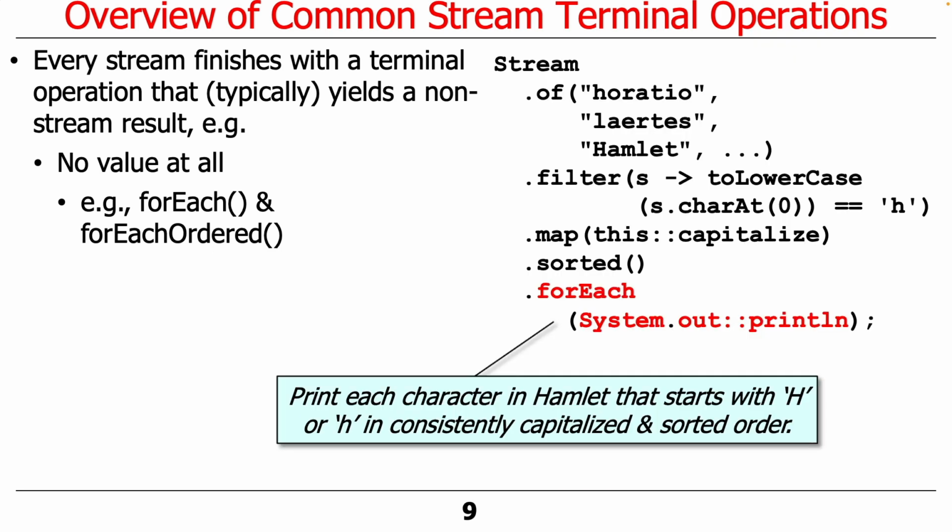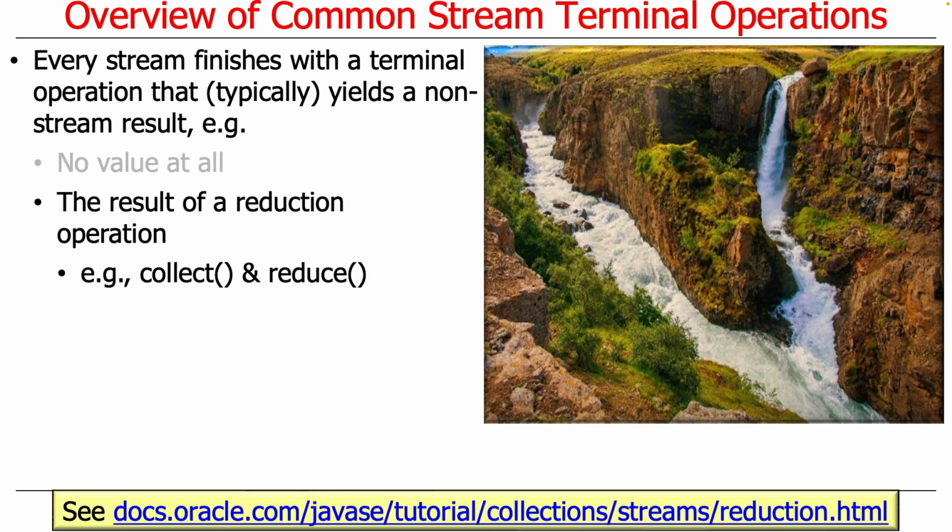Here's a very simple example. This is where we're going to have the characters in Hamlet. We're going to get rid of anybody whose name doesn't start with uppercase or lowercase h. We're going to capitalize everybody consistently. We're going to sort the results. And then we're going to use the forEach terminal operation to print the results out in order, because we've sorted them. So Hamlet and Horatio will show up in order.